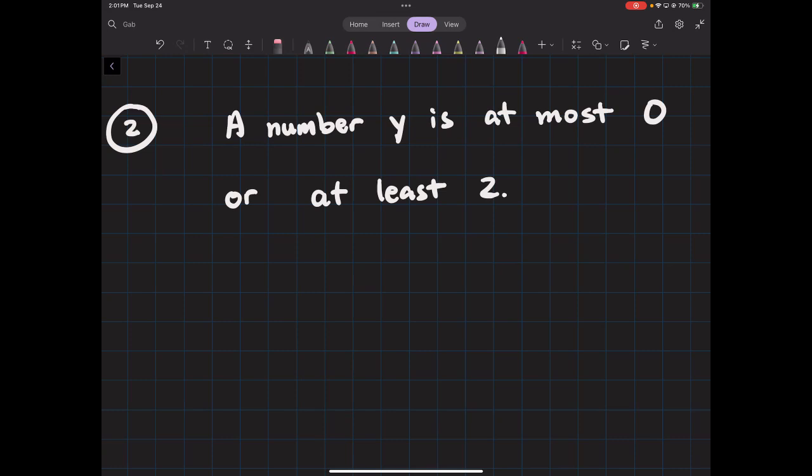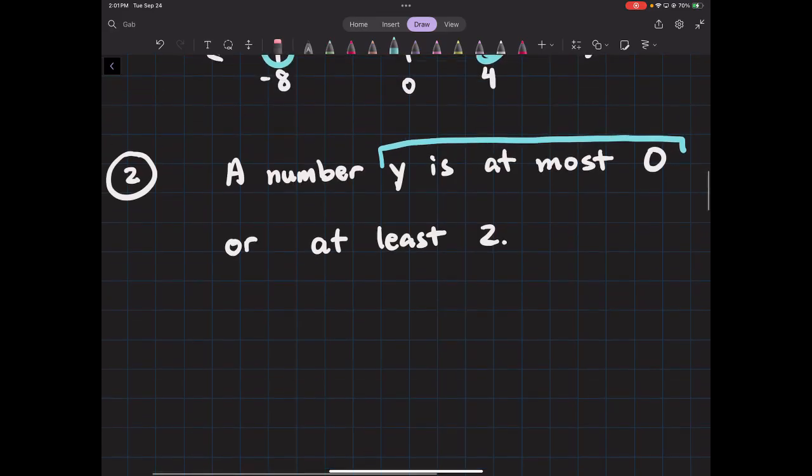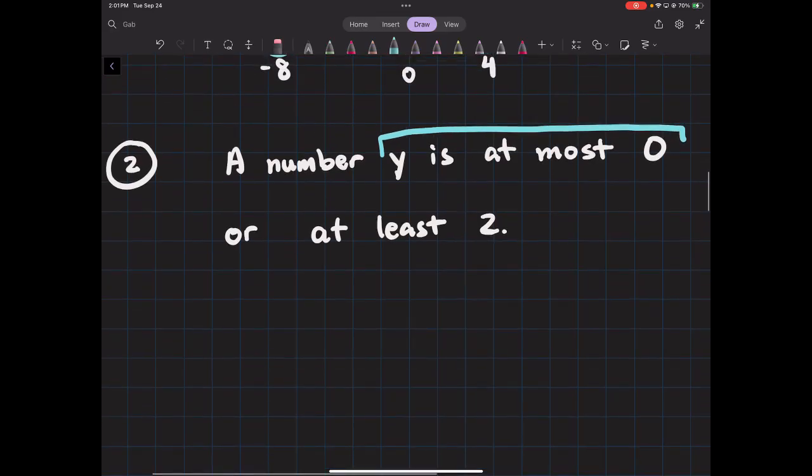Okay, do you guys know what "at most" is? Does that mean can it go past 0? No. So it's a negative. It's like less than or equal to, right? It can be 0, right? But then it has to be under 0 too. What about "at least 2"? It's less than 2. Right.